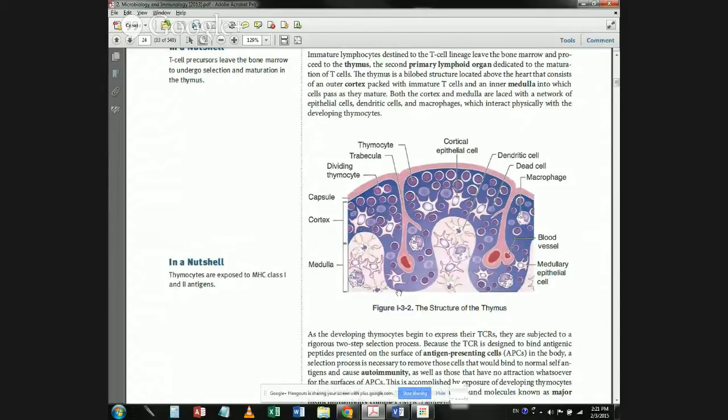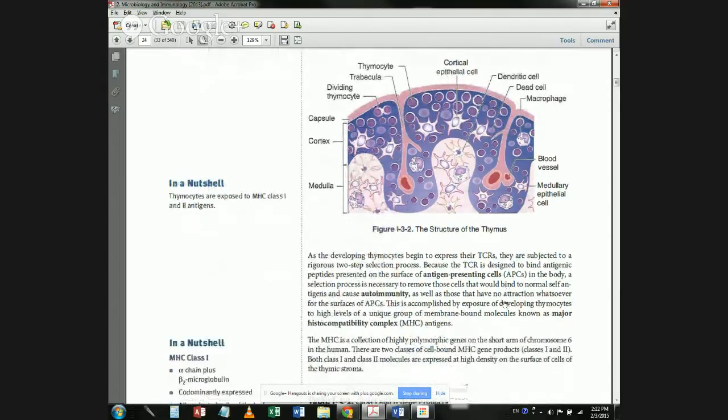In the medulla, we see that there's a dendritic cell. We also see cortical epithelial cells in the cortex. And we also see macrophages in both the cortex and the medulla. And then there are these medullary epithelial cells as well. So they're probably big macrophages. Okay then.